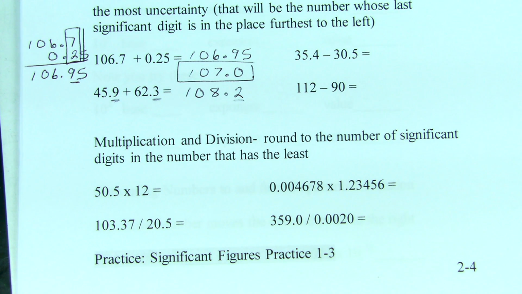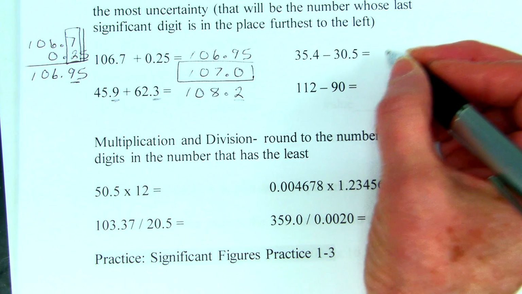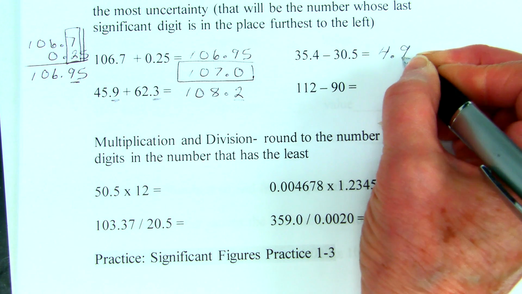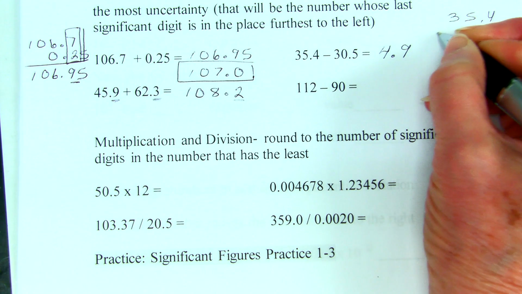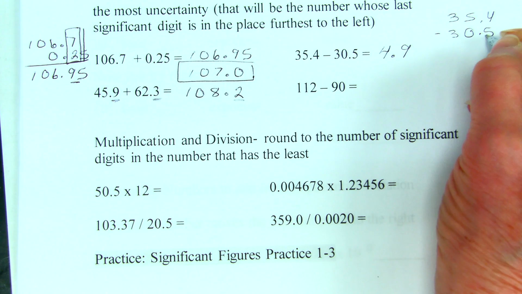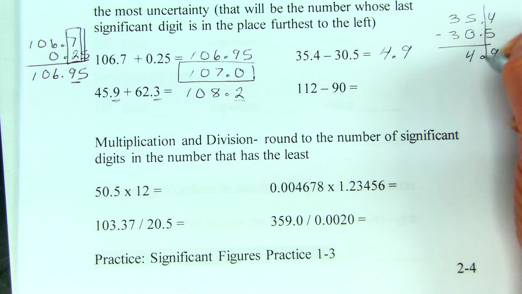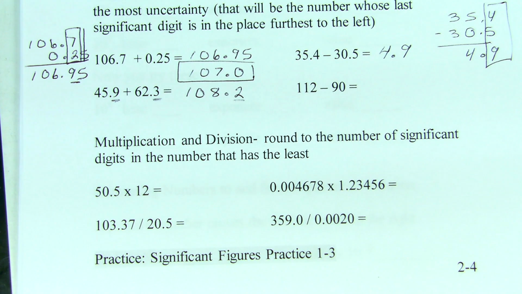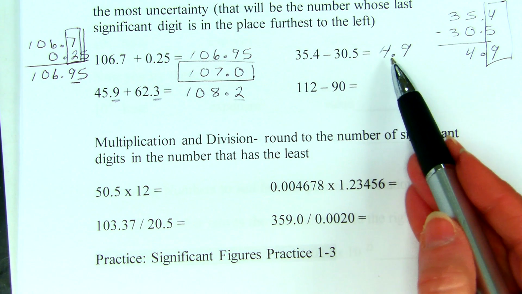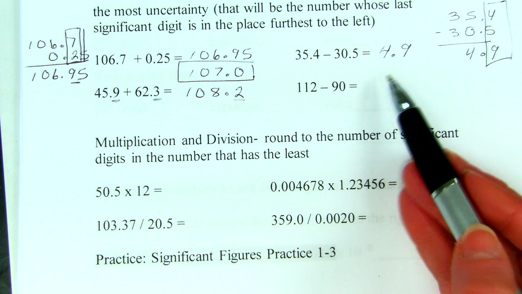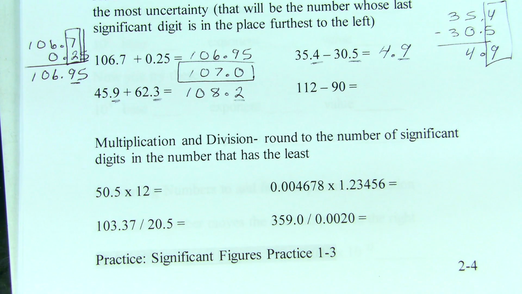Okay, let's look at this one. 35.4 minus 30.5. Well, calculator says 4.9. Now, when I think about this and I line them up, 35.4 minus 30.5, I get 4.9. And I look and I stop in the tenths place. So now, Ryan, if you're thinking of that, I had 3 significant figures in each of these numbers, and I only have 2 in my answer, and that is correct, because I am stopping in the tenths place, because that is where the last significant digit was for both of them.